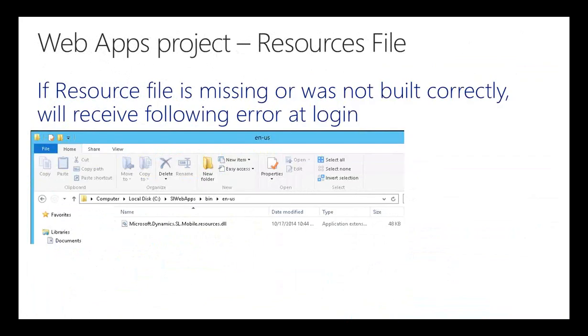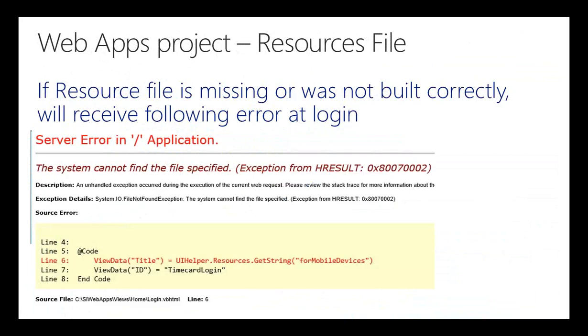Here's a screenshot of what I'm talking about. In the Web Apps directory, in the bin folder, in ENUS, it's this Microsoft.dynamics.sl.mobile.resources.dll. That's the file we care about. The big advantage of building it anyway is, again, your deployment's going to contain everything, including that DLL, so you reduce the risk of it going missing. If you are missing that DLL file, you get an error like this.